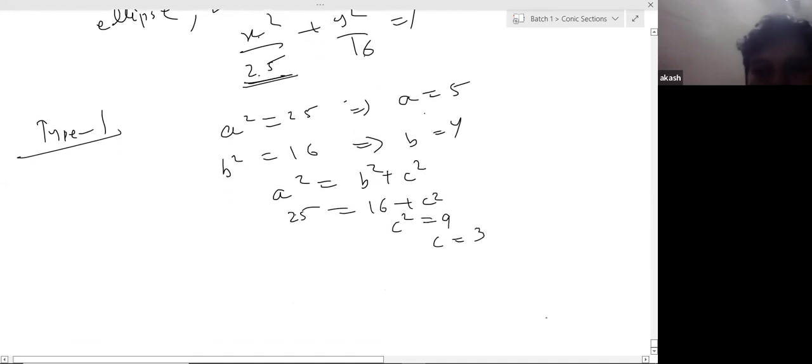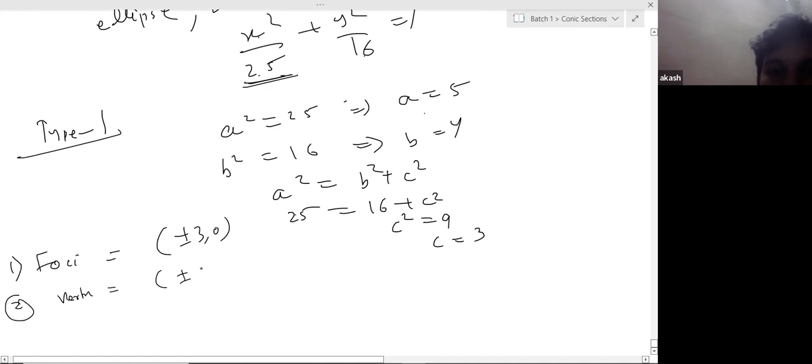Now we have a, b, and c. So foci will be plus minus 3 comma 0 because this is a type 1 ellipse. Vertices will be plus minus 5 comma 0. Center is 0 comma 0.